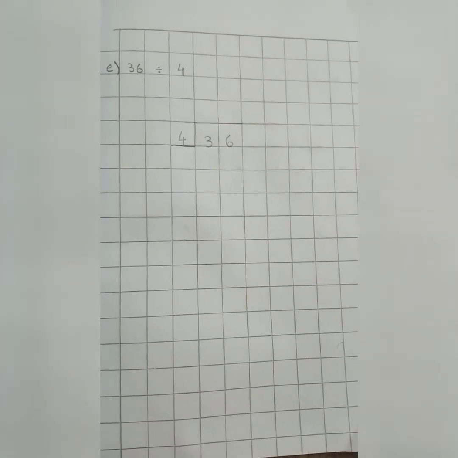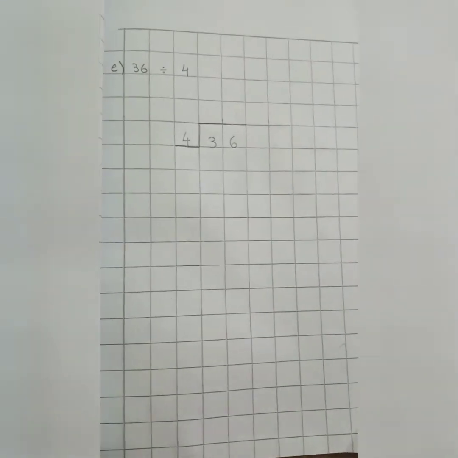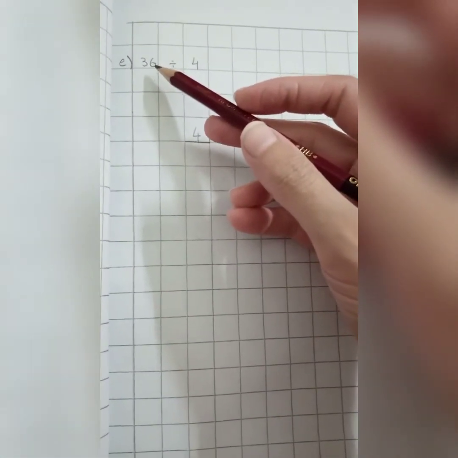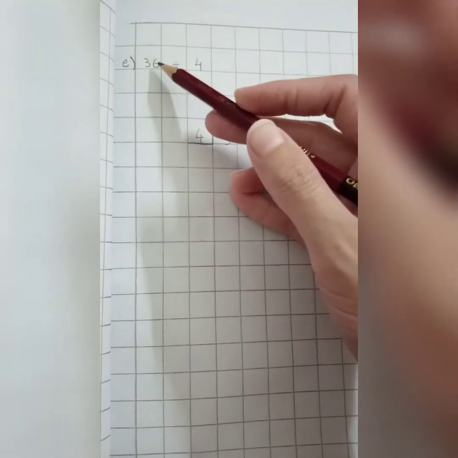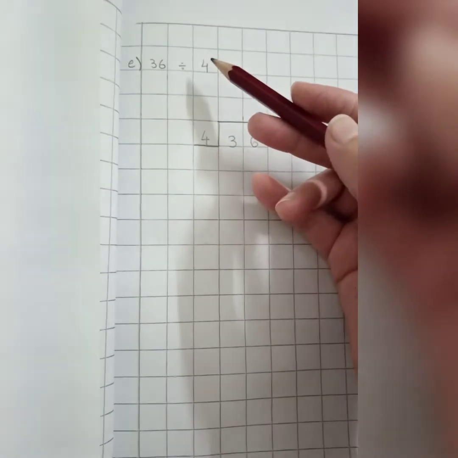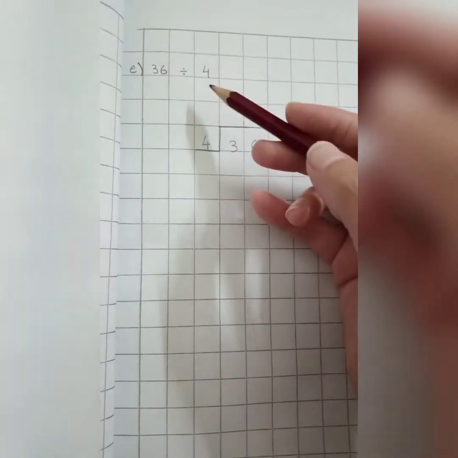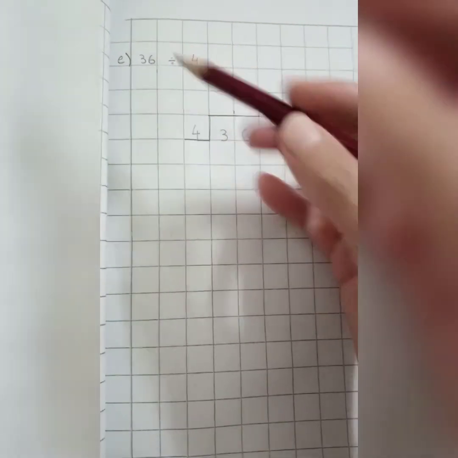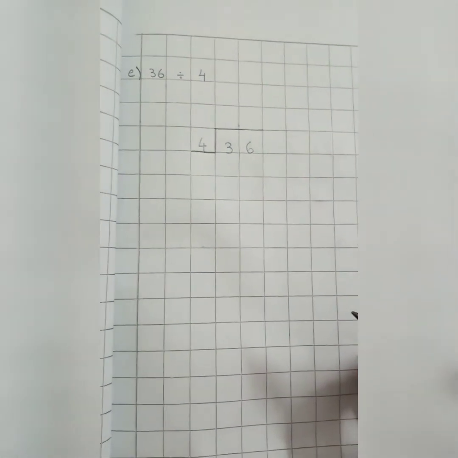So first of all we need to identify which number is the dividend and which number is the divisor here. So here 36 is the dividend and 4 is the divisor. 36 is the dividend because it is getting divided, and 4 is the divisor because 36 is getting divided by 4. That's why 4 is the divisor and 36 is the dividend.